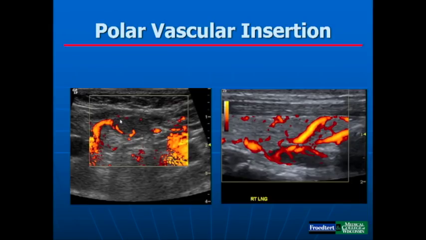Here you can see in this example, longitudinal view, a parathyroid adenoma with a large hypertrophic polar branch, and in this one, classic arching appearance and the branching into the deep portion of the gland.